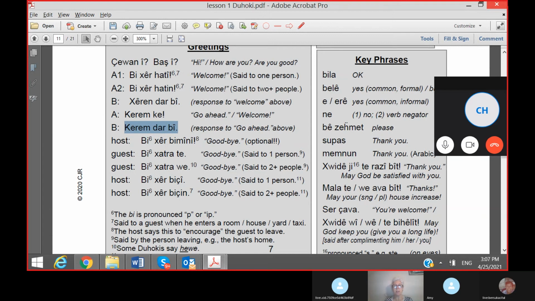And I don't really know what it means. It's not really important to learn. It's just important to learn when to use it. So notice the difference here. Khair has that khair in it. So your answer is khairan darbi. But when the greeting is karamka, then your answer is karam darbi. So get those coordinated in your mind.